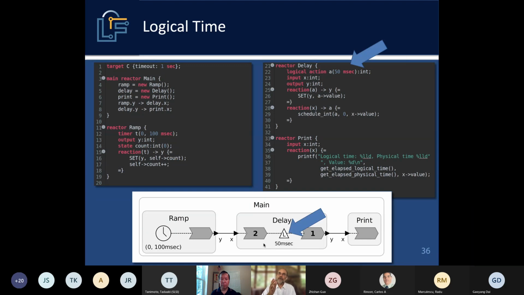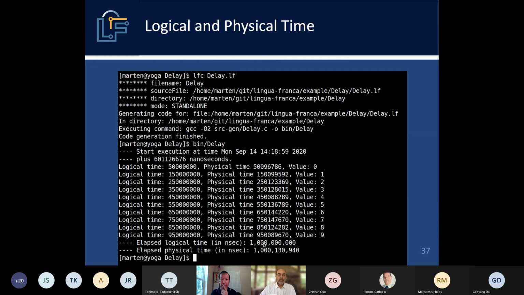You can also have variations in timing that are under program control, but still yield deterministic behavior. And these use a mechanism that in the language are called logical actions, where you can compute time delays and then insert them into your program in a deterministic way.